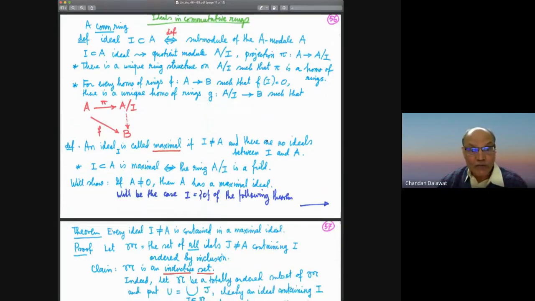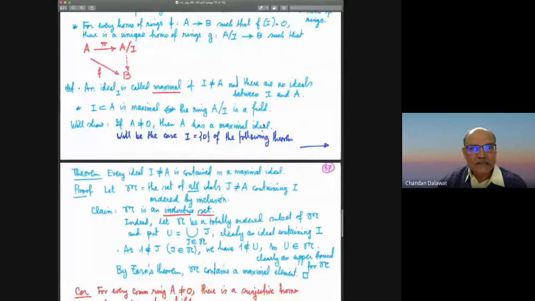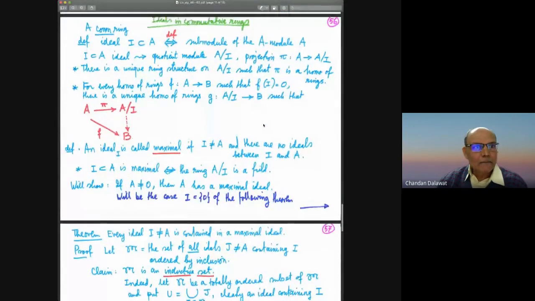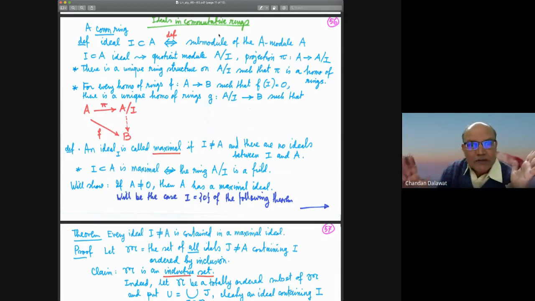Okay, so this is all we have to do about vector spaces today. And in the remaining 16 minutes, now let's come to the commutative situation. Till now, we had a ring which was not assumed to be commutative. In the first half today, we assumed that it was a field. But now we are back to an arbitrary ring, but it's commutative. Okay?